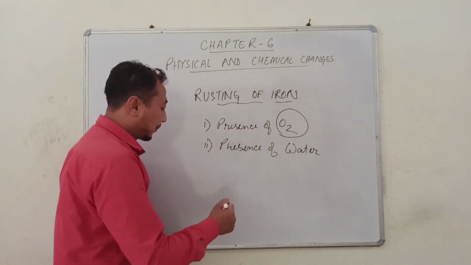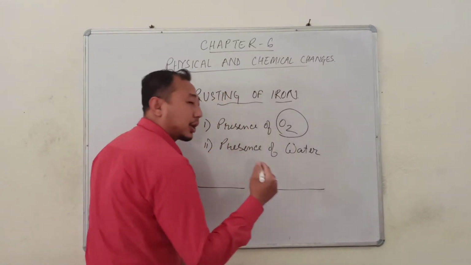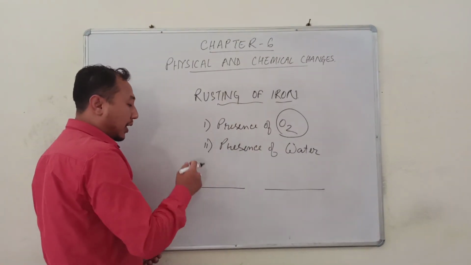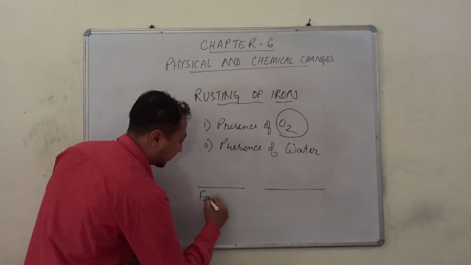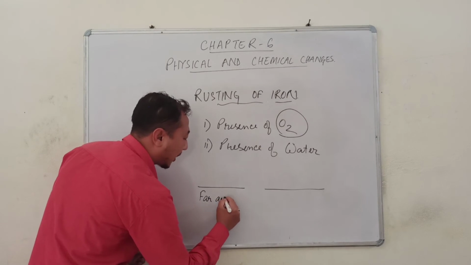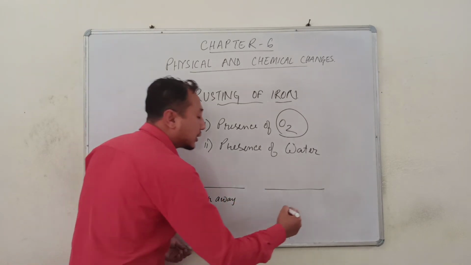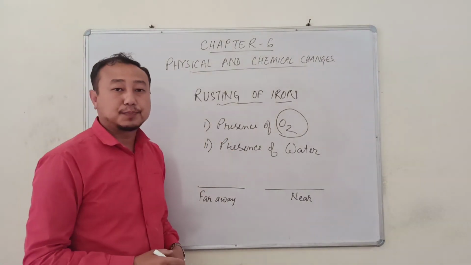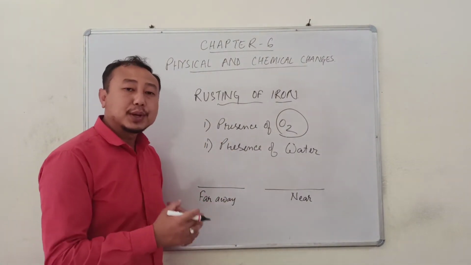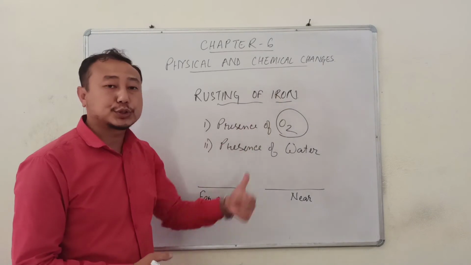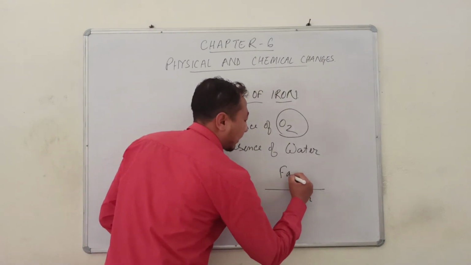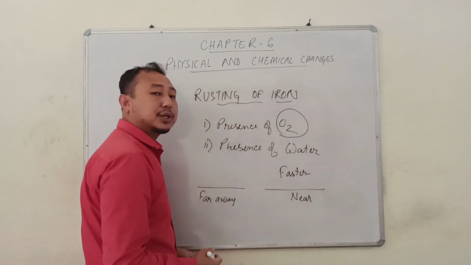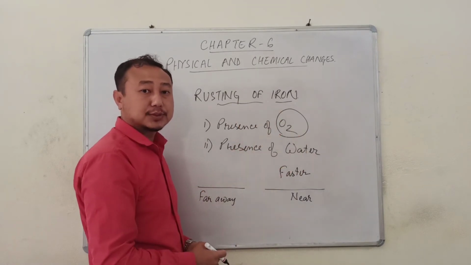If we compare the rate of rusting in an area far away from the sea or water bodies, and near to the water bodies or the sea, that is the coastal region, we will observe that the rusting process is faster near the coastal region or near a water body.